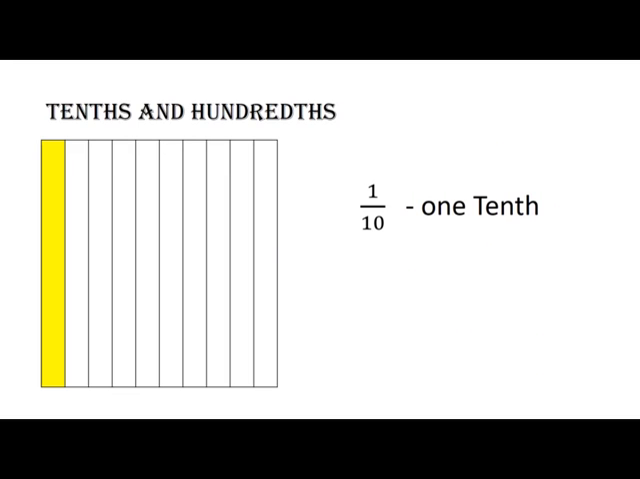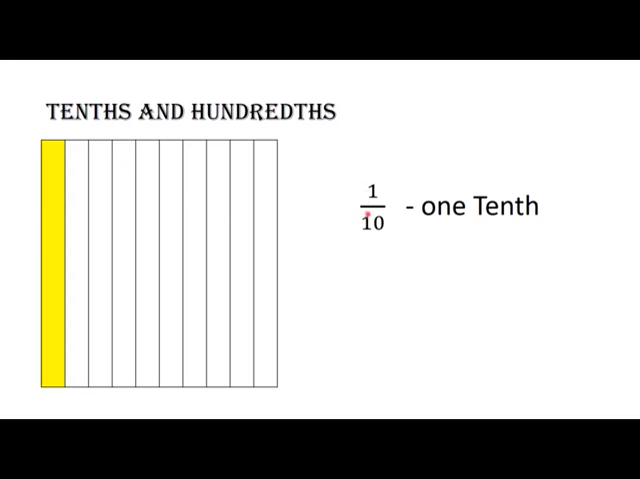It is different from the normal tens and hundreds. This is tenths and hundredths. Here I have drawn 10 equal parts, 10 equal columns. 1, 2, 3, 4, 5, 6, 7, 8, 9 and 10. So 10 equal columns. Here I have colored only one part out of 10. So what is the fraction for this? Yes, very good. 1 by 10, because I have colored only one part out of 10 parts.